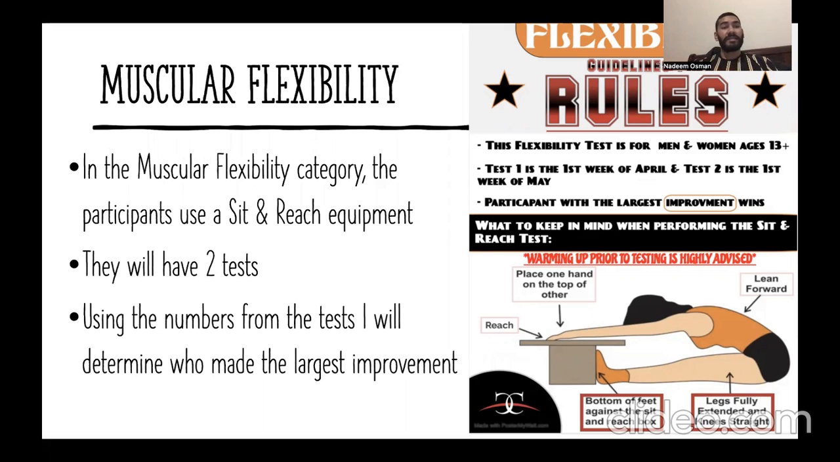Again, this has the same concept as the strength test. If in the first test, the participant got a 10 in his or her reach, and in the second test, they got a 14, the improvement number for that participant is 14 minus 10, which equals 4. The one with the highest improvement number will win in this category, making it fair for any individual to participate.